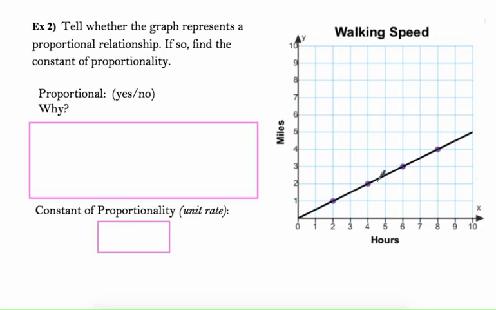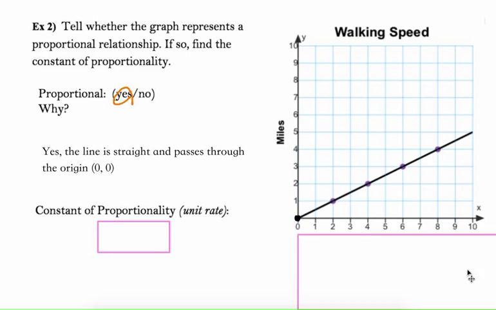So is this graph proportional? Okay, let's first check. Is this line straight? Yes. And does the line go through the origin? Yes. So is this proportional? Yes. Again, because the line is straight and it passes through the origin. So this graph is a proportional relationship.